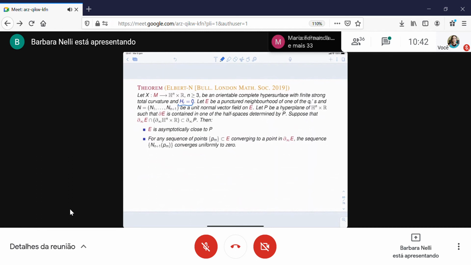So we take the neighborhood of one of these points, this is E, and we consider a unit normal vector field on E. Moreover, we consider a hyperplane P of H^n × R such that the boundary is contained in one of the half spaces determined by P. Let me do a picture to understand it. So we have our H^n × R, and I take a hyperplane like that, a vertical hyperplane. So this means that, for example, the boundary of E is here.